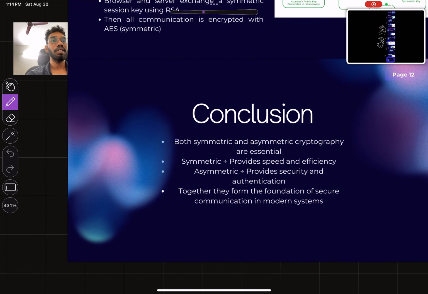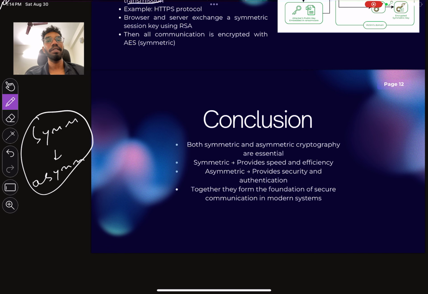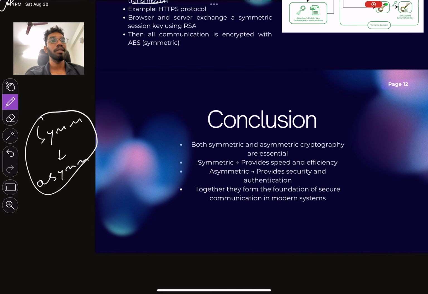So the conclusion is that both symmetric and asymmetric are very useful and should usually be used together and not separately. It's more efficient and more secure. If you're transmitting large data, symmetric is usually preferred. And if you want something very secure and less data is to be transmitted, asymmetric can be used. But together, it's very secure and it's the best.